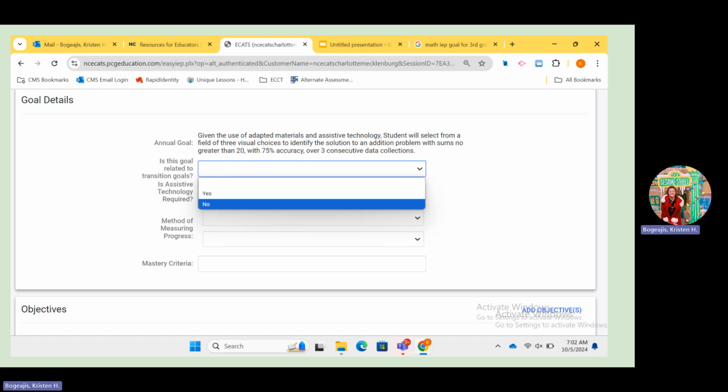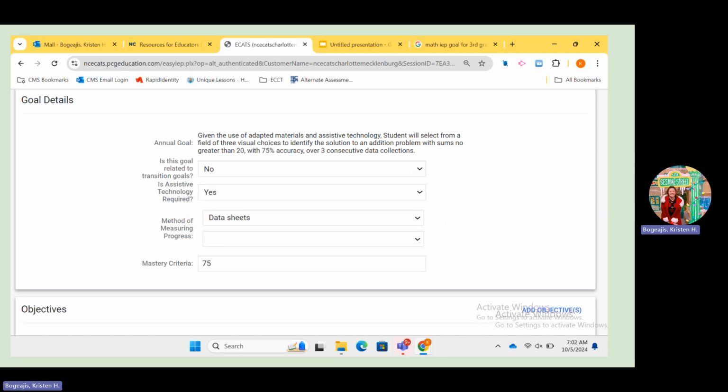Is this a goal related to transition? If they are in transition, yes. If they are not, no. And then assistive technology, if they're using assistive technology, yes. If they are not, no. If you're not sure if they're using assistive technology, this is a great question for your speech pathologist, or maybe for your occupational therapist. That would be a good thing to ask of them.